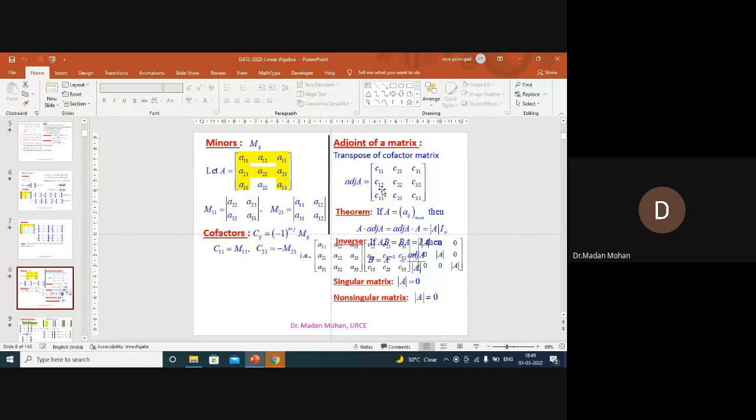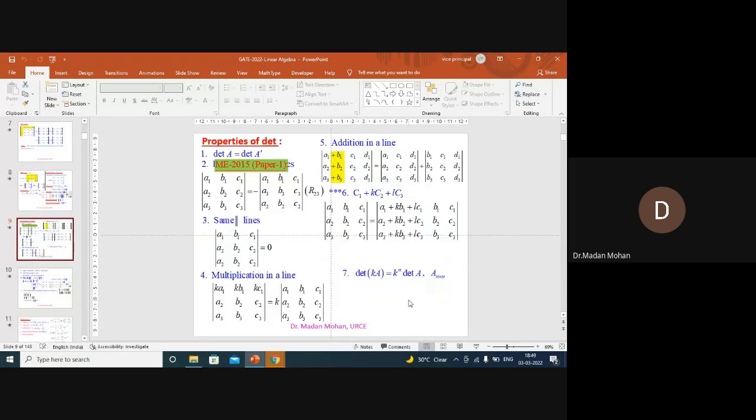Then A into adjoint A is same as adjoint A into A. It is det A into In, which is a diagonal matrix. If det A is 0, we call singular matrix. Det A not equal to 0, non-singular matrix. Whenever det A not equal to 0, you can define inverse of a matrix. A inverse is nothing but adjoint A by det A, obtained from this theorem. Next, A and A transpose have same determinant. When you interchange, you will get minus sign. Same parallel lines, then the determinant is 0. You can take k common from any row or column.